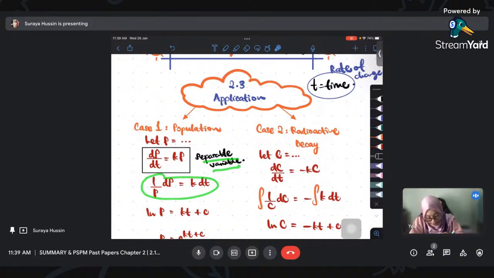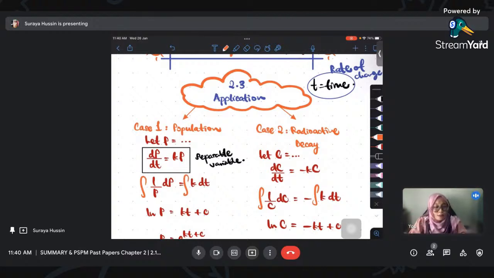So this is how you separate it. You separate it by bring the P to the left. So P ke kiri, it's like cross multiply lah, you guys. Cross multiply, you will bring the P down, so 1 over P. dP kekal. But K here on the right hand side kekal, dt you cross multiply, dia naik atas. So that is how you separate it. Kita panggil dia separable variable. After that, second step barulah integrate.